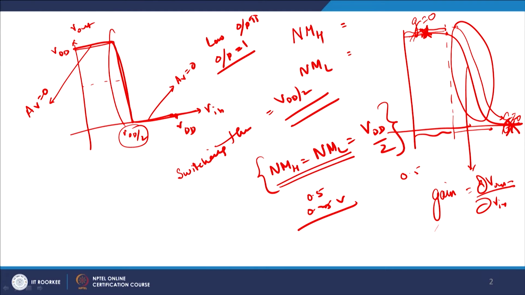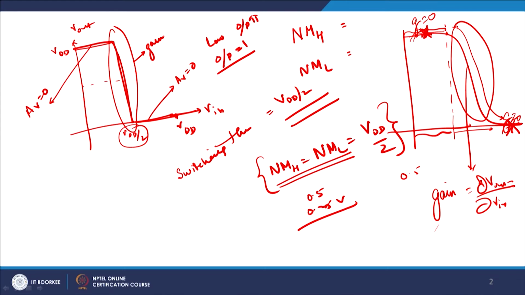Whereas this point is where you get a fast change in the output for a small change in the input, and this is the point where you define your gain. If you want to bias it as an analog device, you need to bias it somewhere in this region. The problem with this region is that it is so unstable that for a small change in the input, I will see a large change in the output, and that makes it slightly unstable from a design point of view.